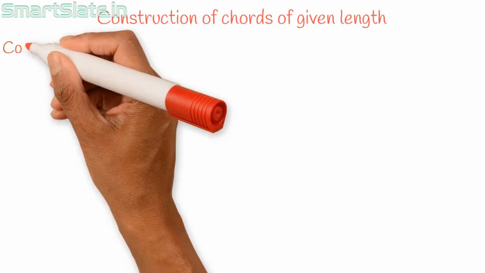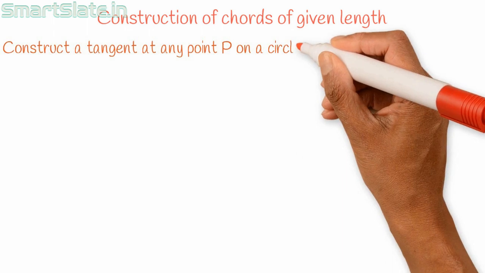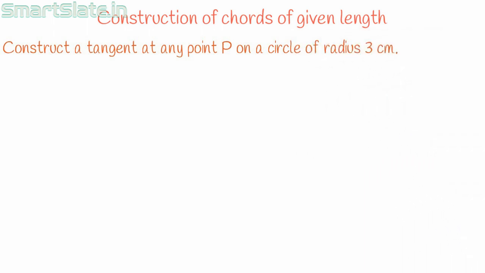Let's begin the session with constructing a tangent to a circle. Construct a tangent at any point P on a circle of radius 3 cm. Before solving this problem, let me tell you what is tangent to a circle.